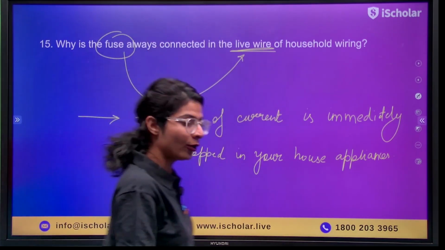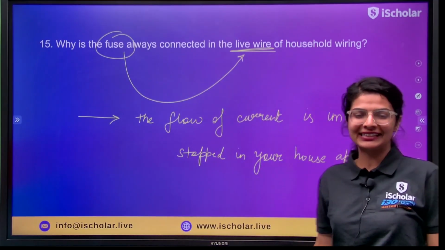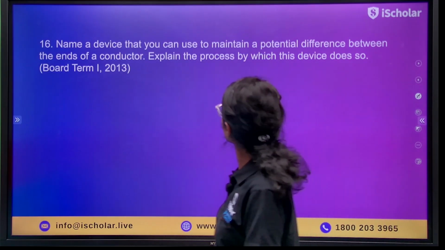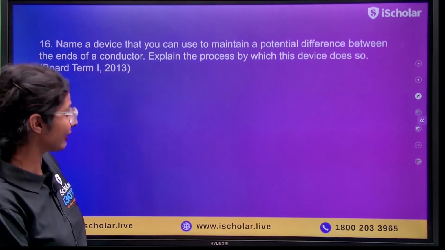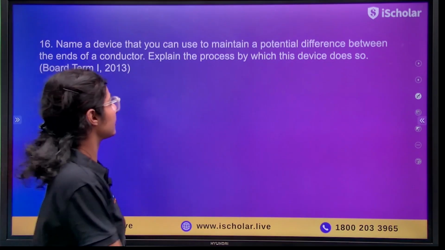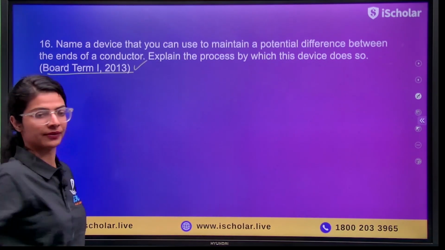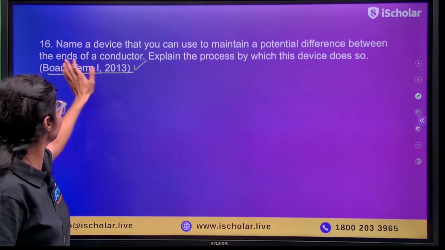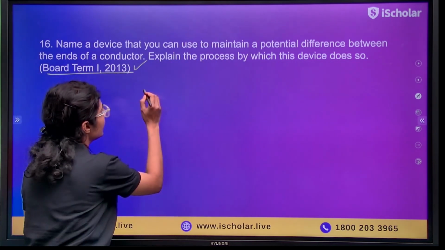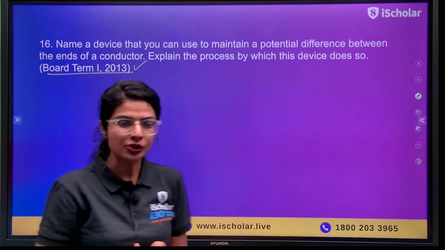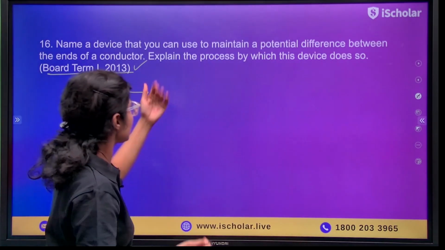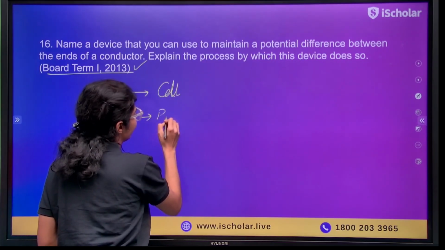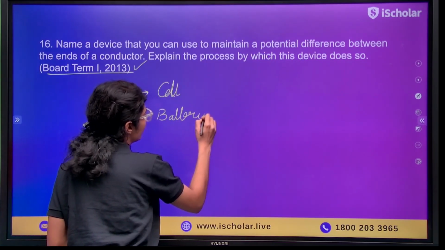Okay, I hope this question is clear to you all. Moving to the next slide. It says: name a device which is used to maintain a potential difference between the ends of a conductor. This is an asked question, which has been asked in your exam. The device used to maintain a potential difference is either a cell or a battery. You can write anything here.